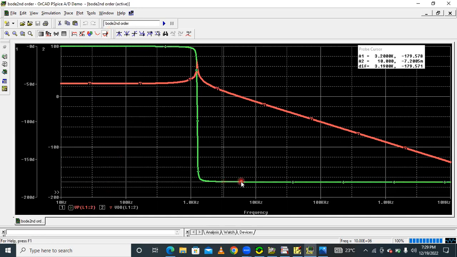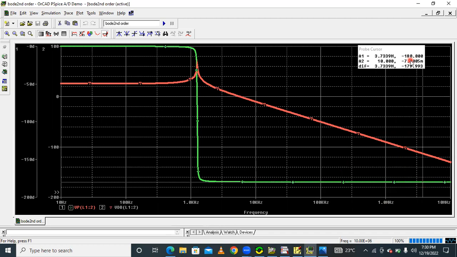Minus 179.99. Okay, for 1 megahertz, it comes to minus 179.99. So we are getting a very high frequency at minus 180 degrees. So for minus 180 degrees, the frequency is nothing but above 1 megahertz. A very high value of frequency we are getting for the minus 180 degrees line.